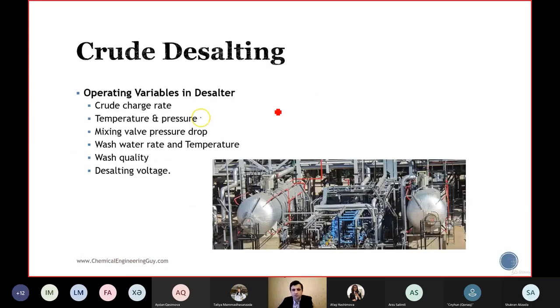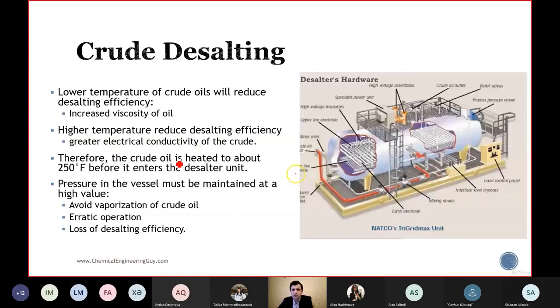This is another photo of the desalter, where you can see the inside. We have the high voltage insulators, upper line electrodes, crude oil outlet, and process pressure vessel. And where is the water outlet? It is not shown. We have the water inlet and crude inlet, but the water outlet is not shown here.